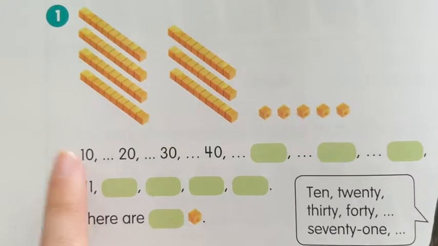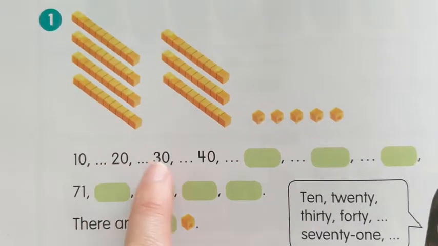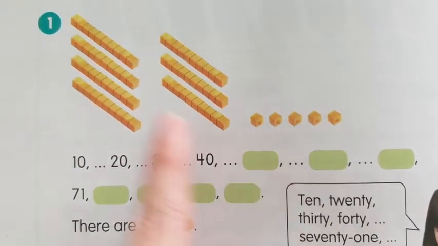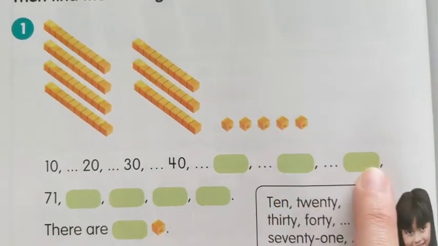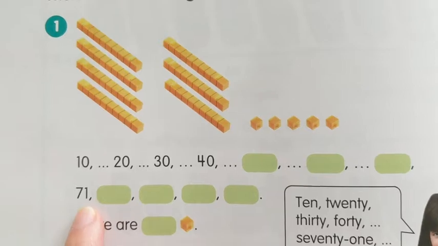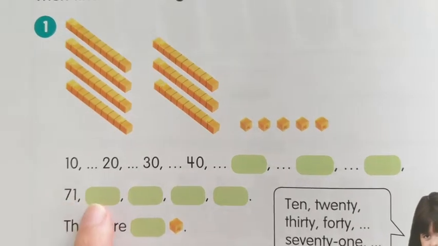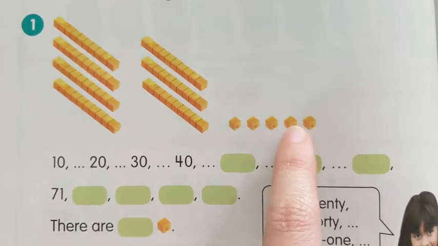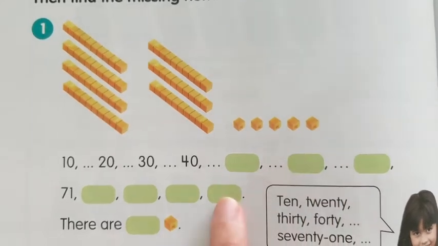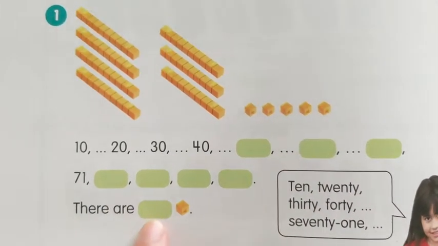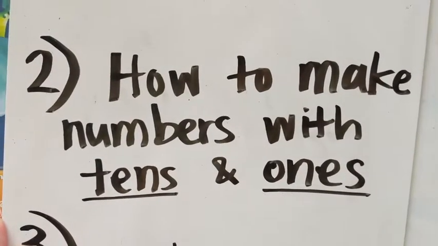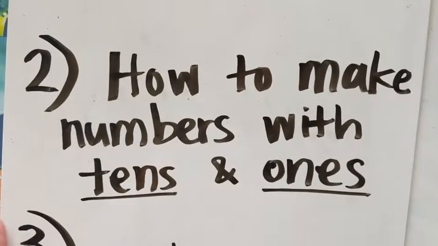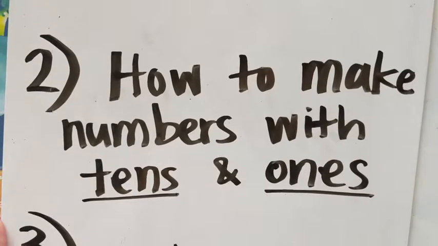In the book, it shows you how to do that. 10, 20, 30, 40, 50, 60, 70. That goes in here, and then we count by ones from there. 71, 72, 73, 74, 75. There are 75 cubes. Now it's time to learn how to make numbers with tens and ones.